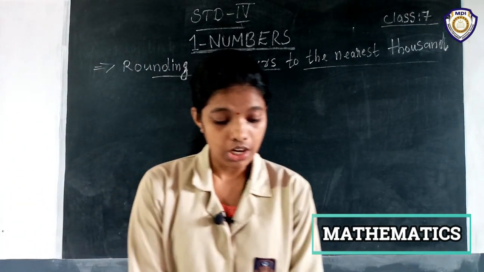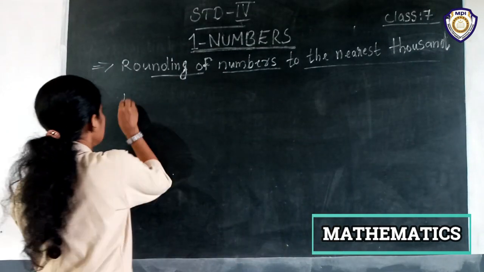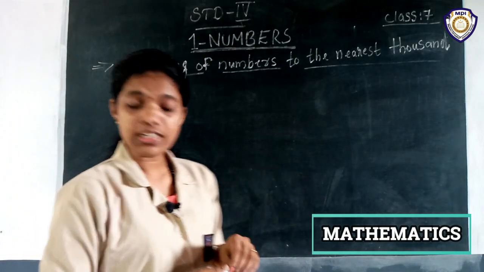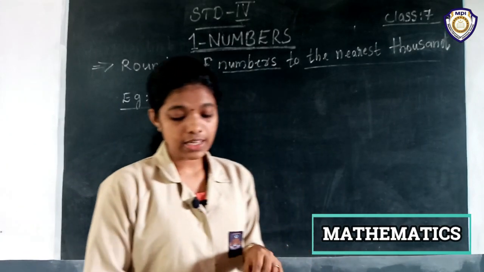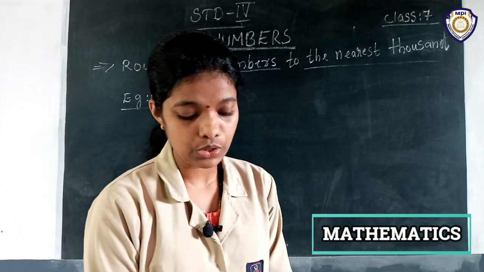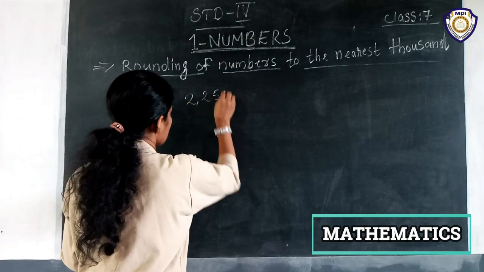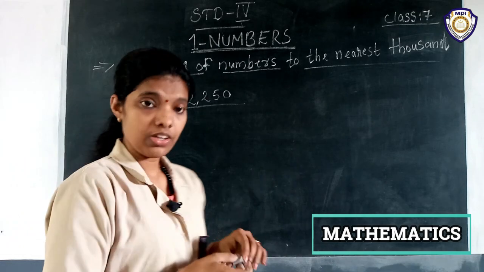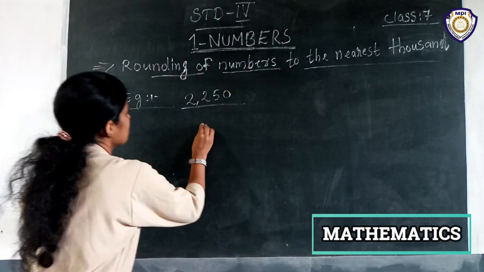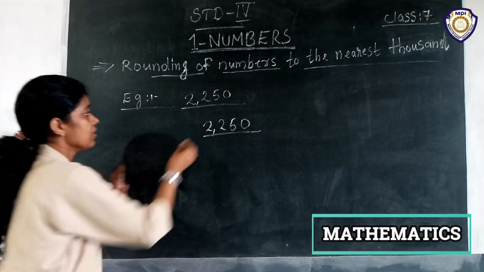Okay. All of you take your text, page number 80. Example 1. Round off 2250 to the nearest 1000. 2250 is the number.